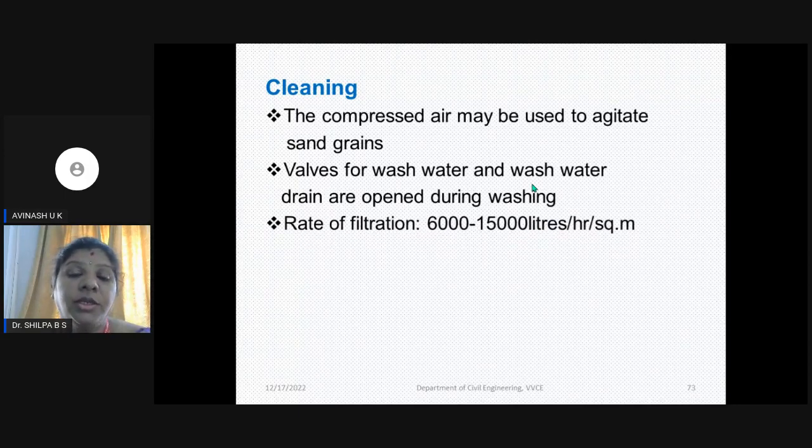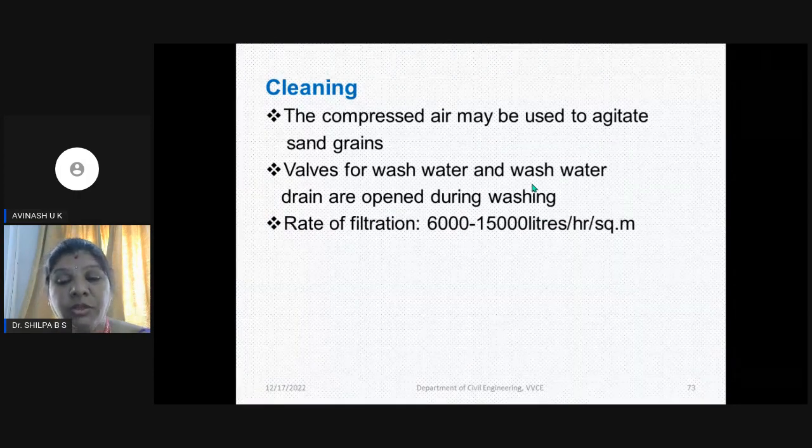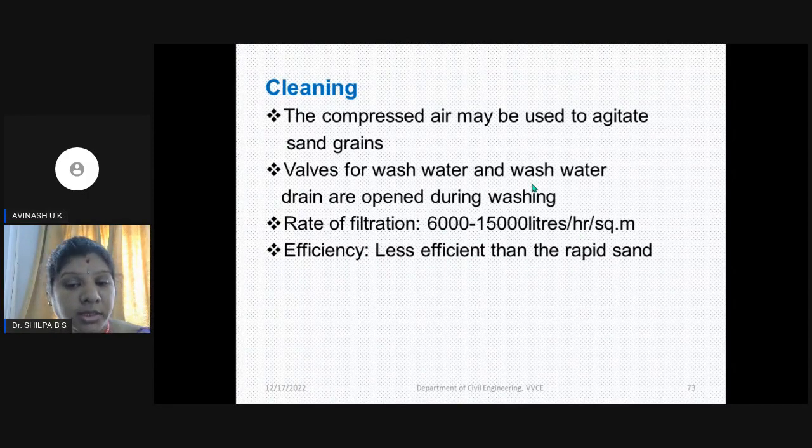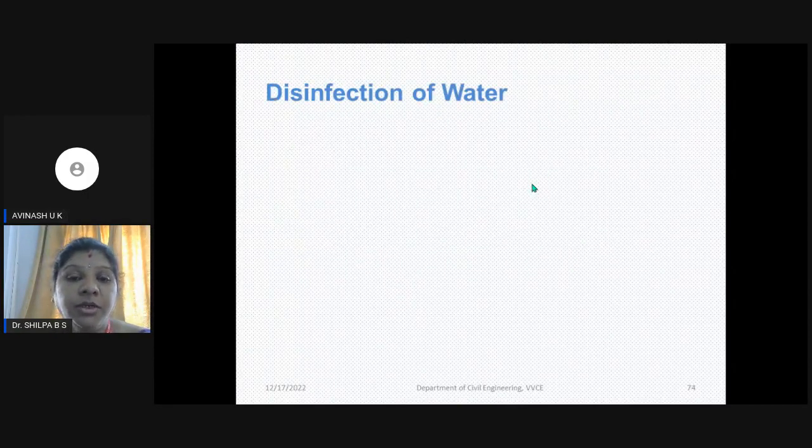The rate of filtration here is 6,000 to 15,000 liters per hour per meter square. Okay, less efficient than the rapid sand filter.